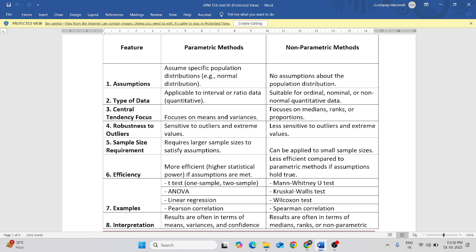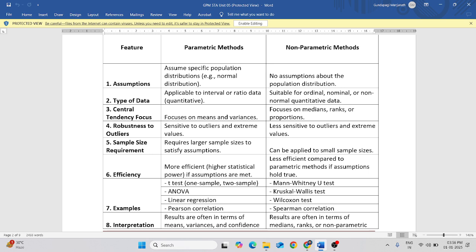And the type of data, if we observe, most of the time parametric tests are applied when large samples are there, especially when the data is in the form of interval or ratio, the quantitative data. But in non-parametric tests, sometimes we will be using nominal data, maybe even qualitative data which can be converted into numerical, and we use that based on the non-parametric methods.